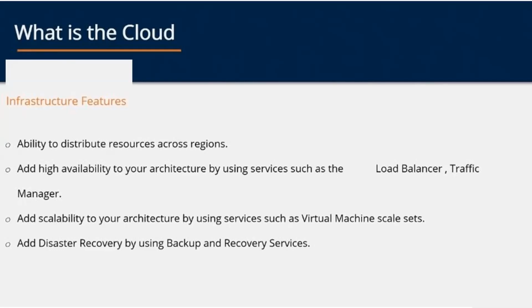Infrastructure features the ability to distribute resources across regions. So the cloud contains multiple regions, each region contains multiple zones, and these are all across different parts of the world. The architecture can use services such as load balancer and traffic manager. So in other words, we are getting high availability.